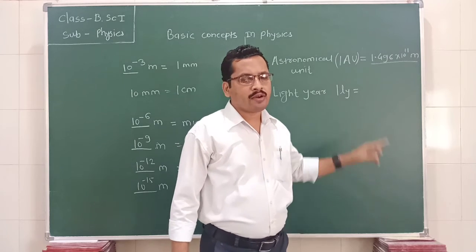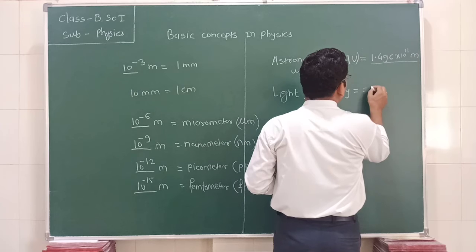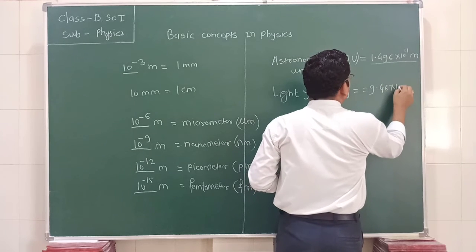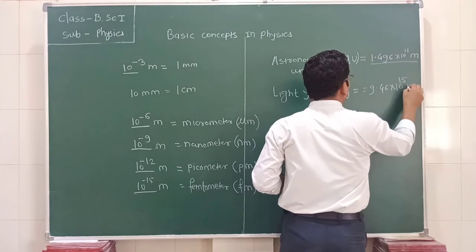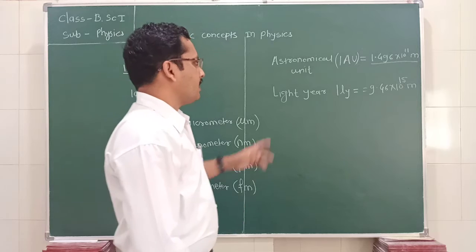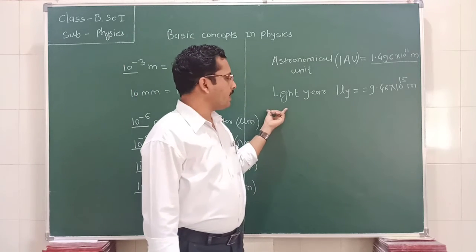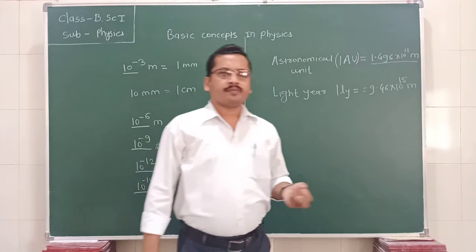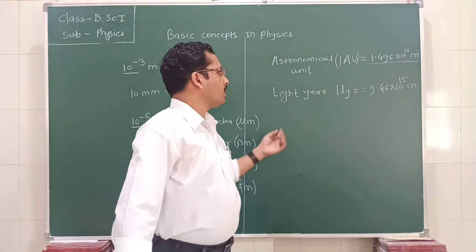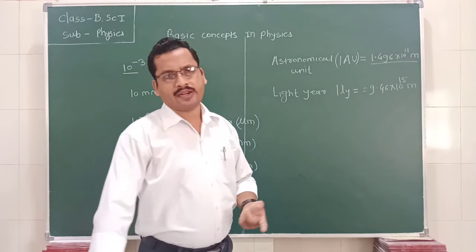And what is the value of 1 light year? 1 light year is equal to 9.46 into 10 raised to power 15 meter. It is called the light year. So with the help of this light year, generally the distance between the stars is represented in units of light year.